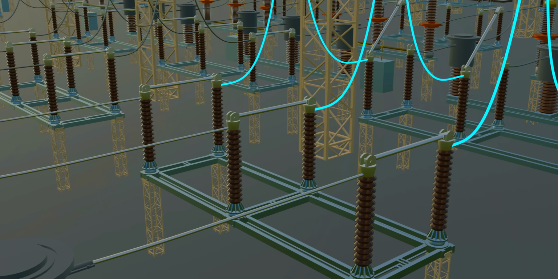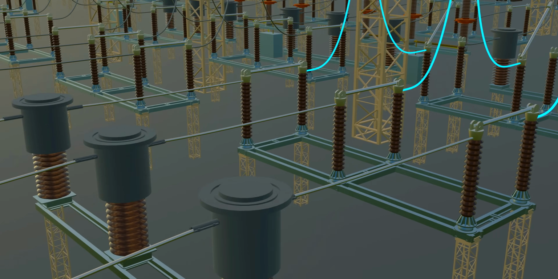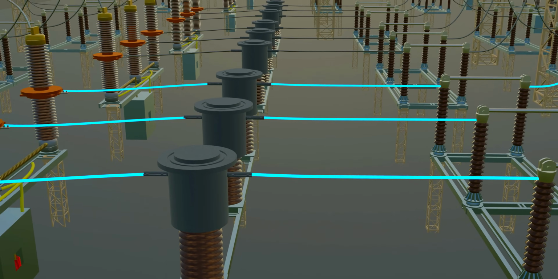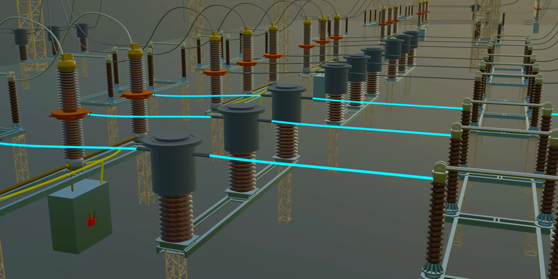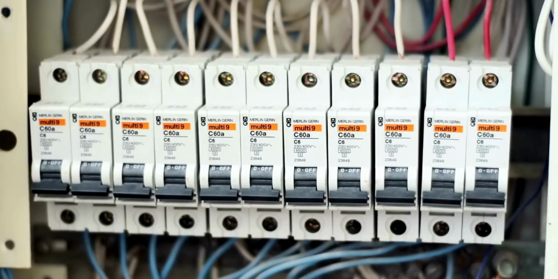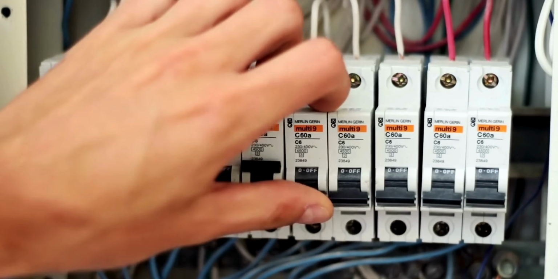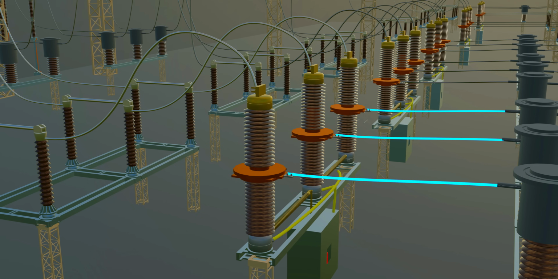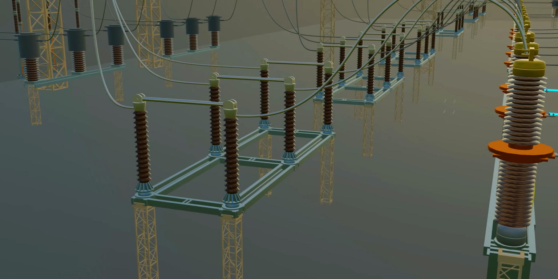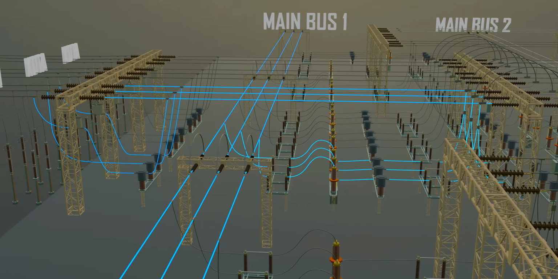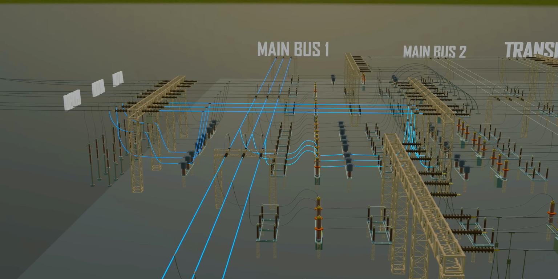Let's find out. Just after the isolator, there's another current transformer, similar to the one we saw earlier. It detects fault-level currents when abnormalities occur in the system. Next is the circuit breaker, similar to the MCB switch in household fuse boxes. It automatically trips and disconnects the line when a fault or overcurrent is detected. After the circuit breaker, another isolator is placed. From there, the supply flows to main bus 1, which becomes energized and ready to distribute power further.